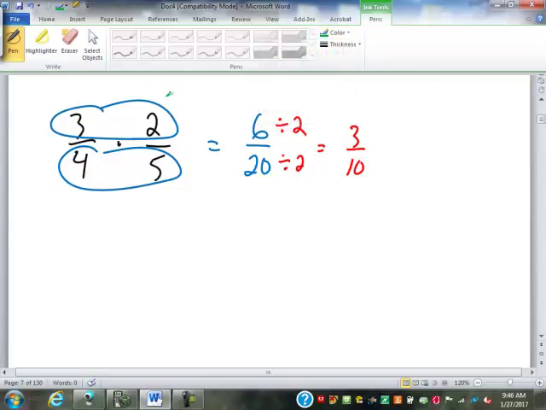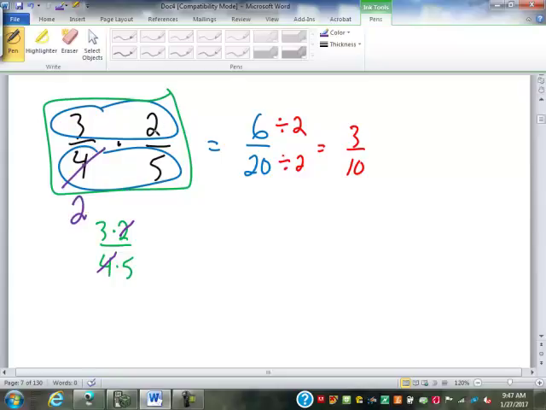Some of you might have been looking at this original problem wondering, why didn't he cross cancel or cross multiply? Some of you might be wondering, what's cross canceling? Well, we see that we're going to have 3 times 2 on top and 4 times 5 on bottom. You might notice that both the 4 and the 2 can be divided by 2. So what I can do is actually divide that out before I multiply.